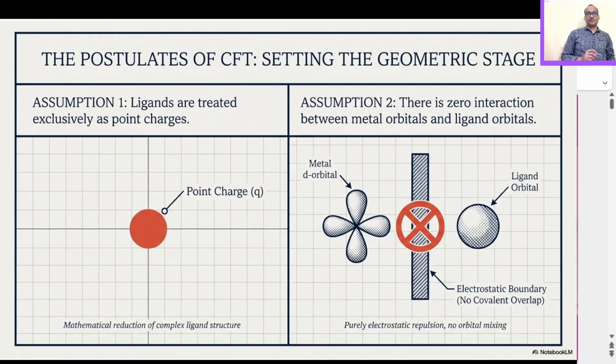So here are some postulates or assumptions of crystal field theory. So the ligands are treated exclusively as point charges. And second thing is there is no interaction between the metal orbital and the ligand orbital. So suppose this is the ligand orbital and this is the d metal orbital, there will not be any interaction. So this is the electrostatic boundary, so there will not be any covalent overlap. So purely electrostatic repulsion, no orbital mixing.